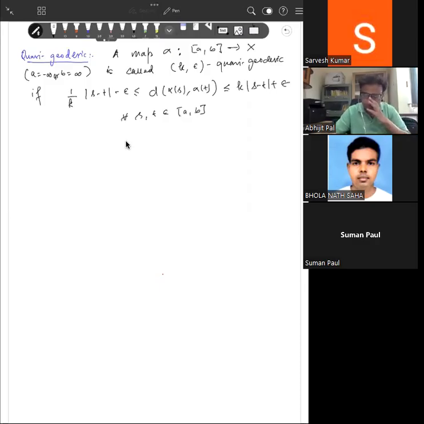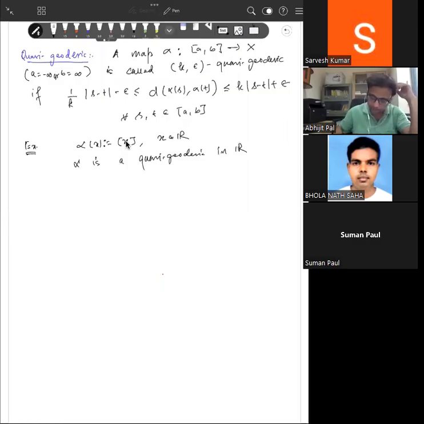So the simple example: you can take the map alpha of x to be the floor of x, where x belongs to R. This alpha is a quasi-geodesic in R, or you can even take it in R2 also. So you can find this k and epsilon here.